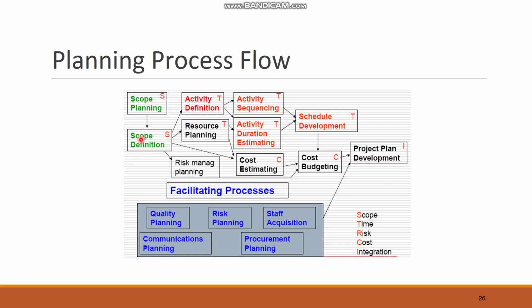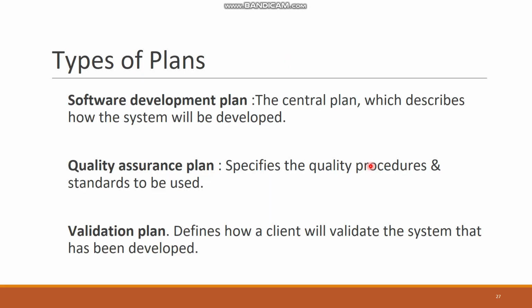So you have to start with scope planning, then scope definition, and in scope definition you have to work on activity definition. In activity definition you have to work on activity sequencing and activity duration, which leads to schedule development. Then resource planning contributes to activity duration estimating and cost estimating, and this contributes to schedule development and cost budgeting. These both then contribute to project plan development.